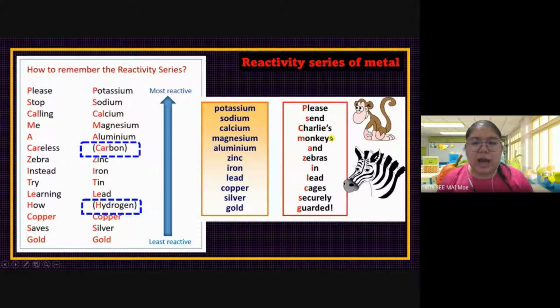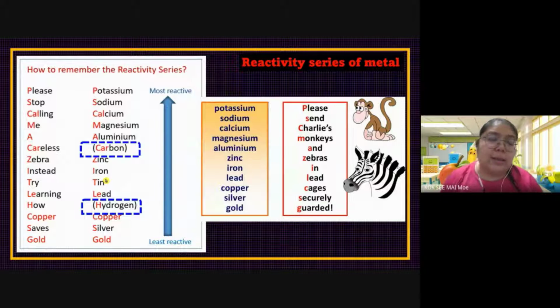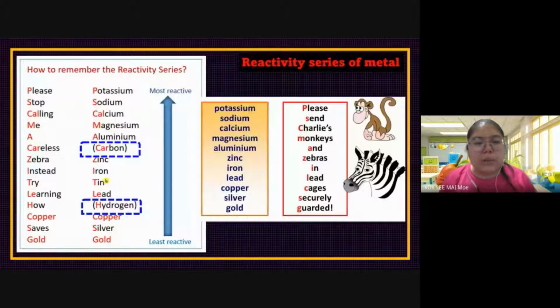Please send the Charlie monkeys, but this one is never including the carbon and hydrogen. So you need to know where the location for the carbon and also hydrogen is. Okay, calling Charlie monkey and also the zebra in the lid cages. Secure, guarded. Okay, so which one depends for you? You want to memorize? You want to follow the last time also can. The pop song one. Okay, for the zombie one also can.